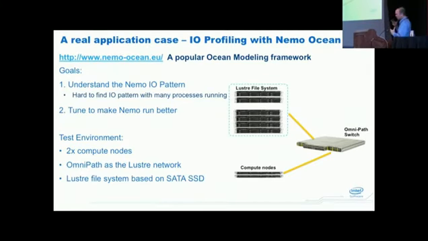The goal here is to take this application, which we may or may not know anything about, and analyze what it's doing for I/O, what it's doing on the file system. Ultimately the goal for an I/O analysis is usually to make an application run faster, though sometimes it's to understand an application. We have a really constrained system here: a couple of compute nodes using Omni-Path for the network and SATA SSDs for the servers.